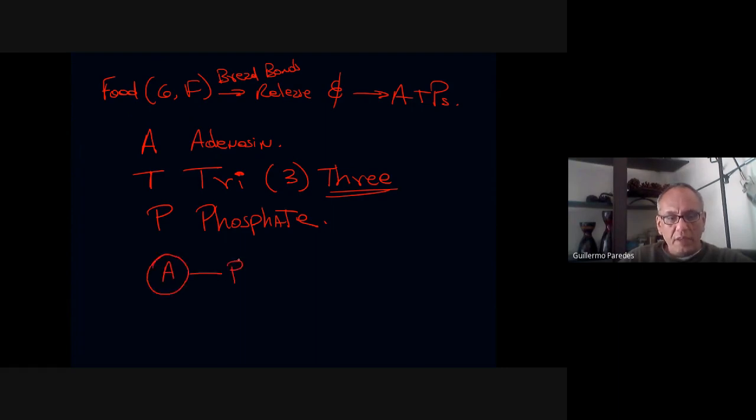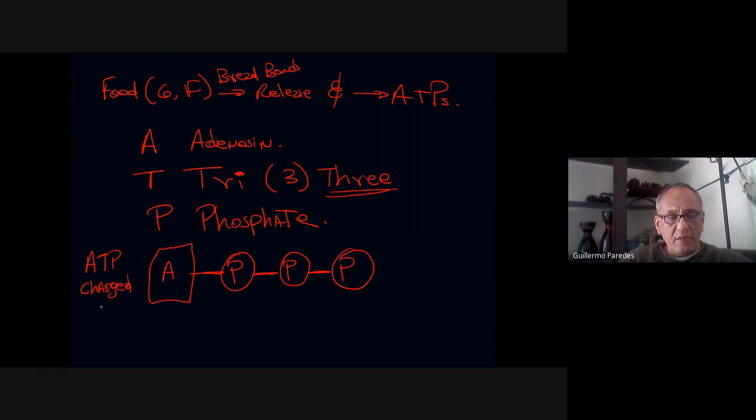We have one phosphate, another phosphate, and another phosphate. So we have three phosphates. Right, adenosine triphosphate. So now these phosphates are produced in the mitochondria, and these bonds are high-energy bonds, which have a lot of energy. That is what we call the ATP.